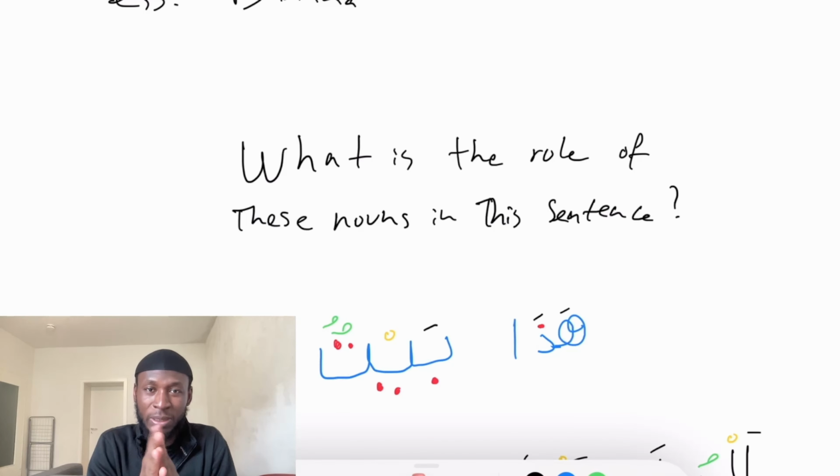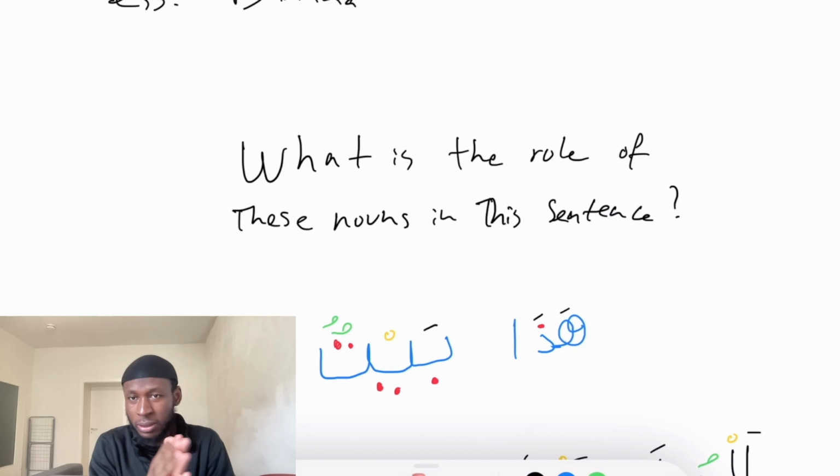Alhamdulillah, here we are with another lesson. In the previous lesson, we saw هذا بيت and the letters that compose هذا. And I left you with this question: what is the role of هذا and the role of بيت in this sentence?